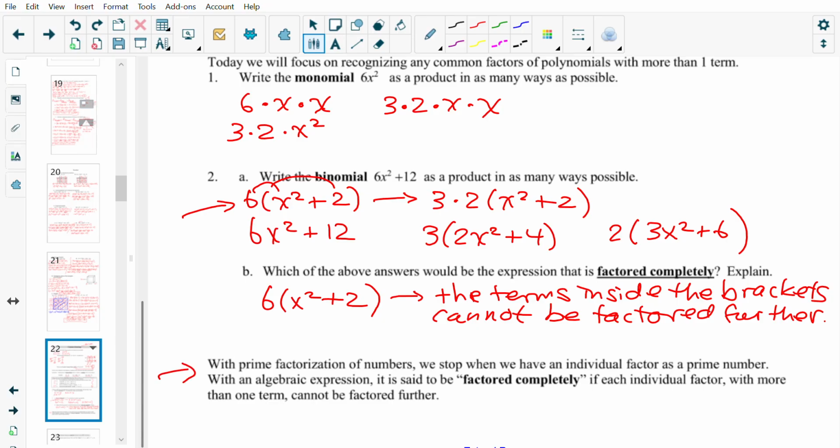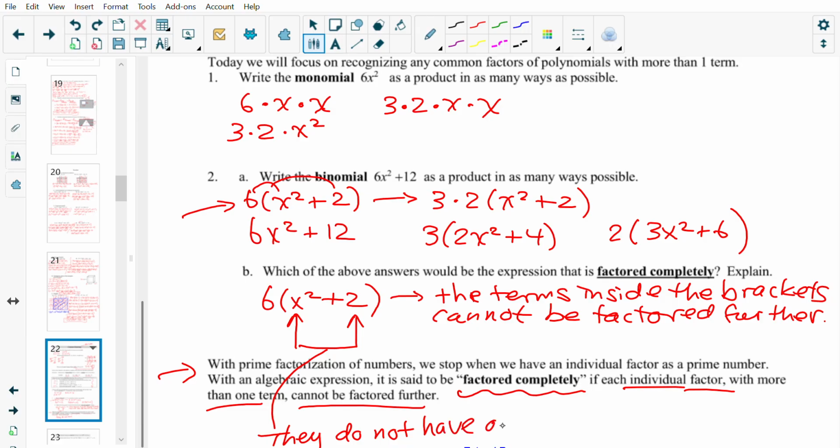With prime factorization of numbers, we stop when we have an individual factor as a prime number. With an algebraic expression, it is said to be factored completely if each individual factor with more than one term cannot be factored further. This term and this term, they share no more common factors. So I'll write that down. They do not have any more common factors. So it is factored completely. Next page.